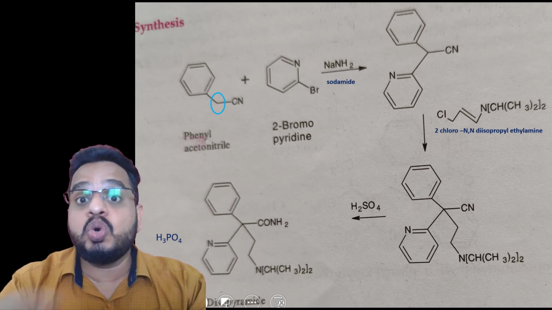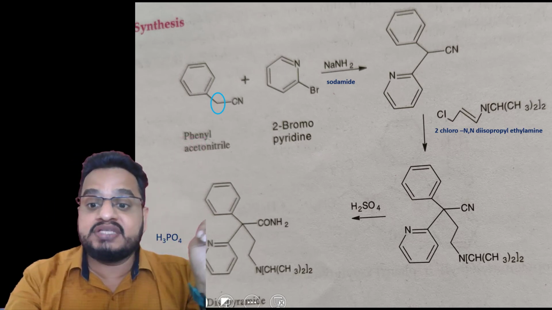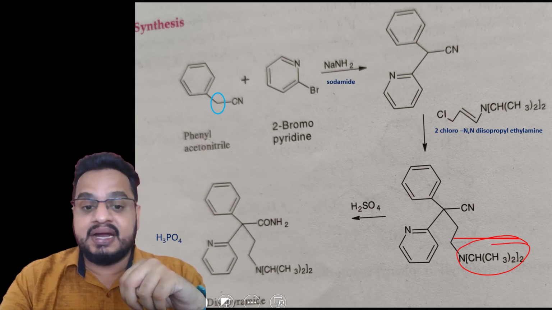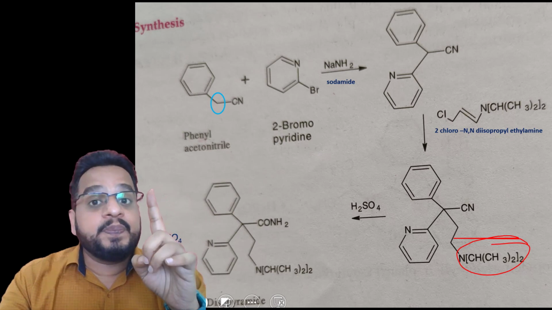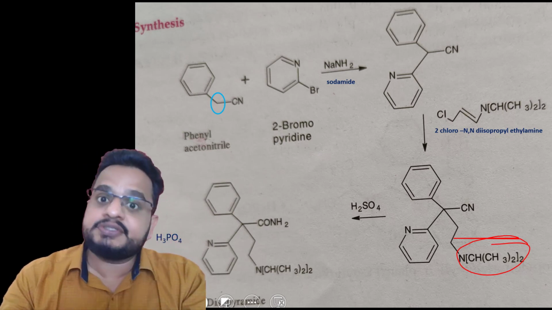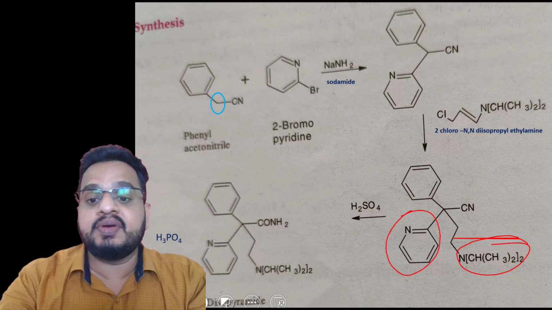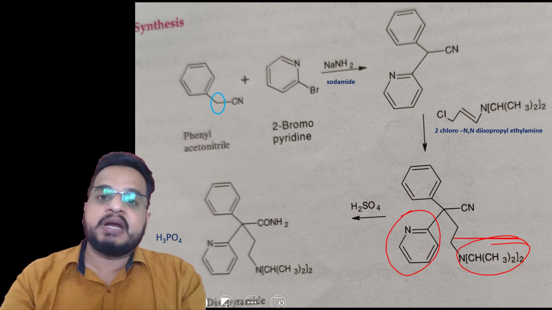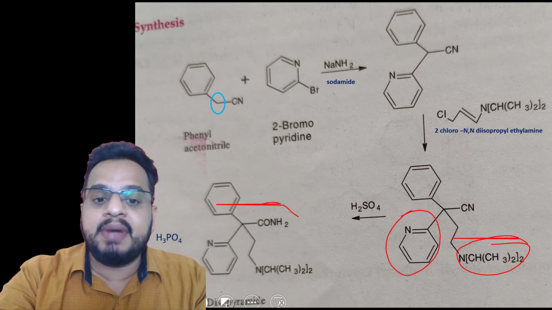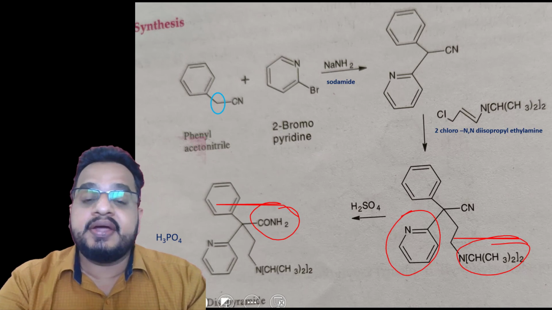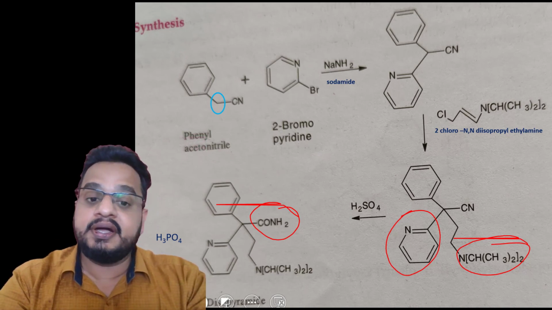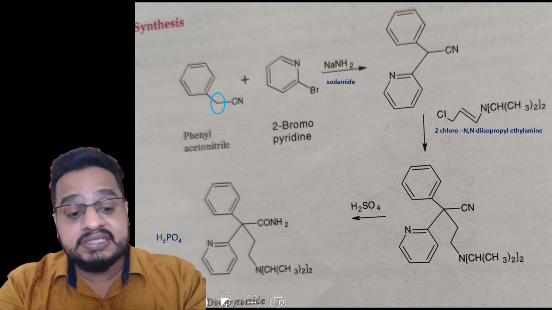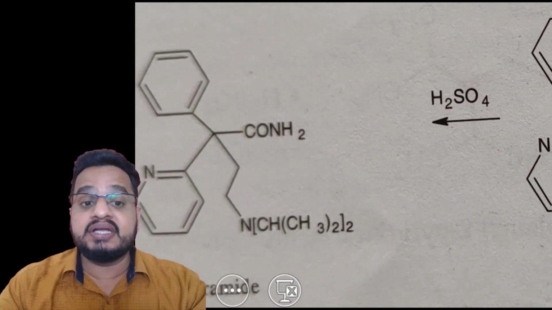Diiso means what? Two isopropyls are there. Diisopropyl. Understand? So this is a diiso. A pyridine ring is there, so that it is a pyra. And the last part is what? Amide. This is the amide. Understand? So while you are discussing the final structure, you should be in a position to understand it well.